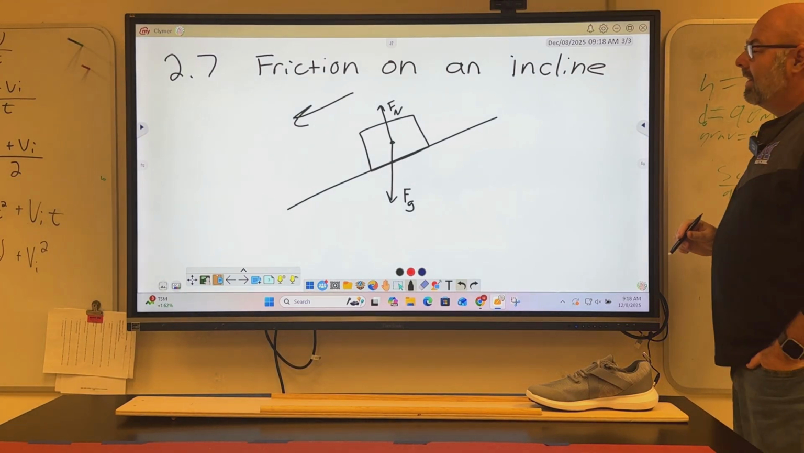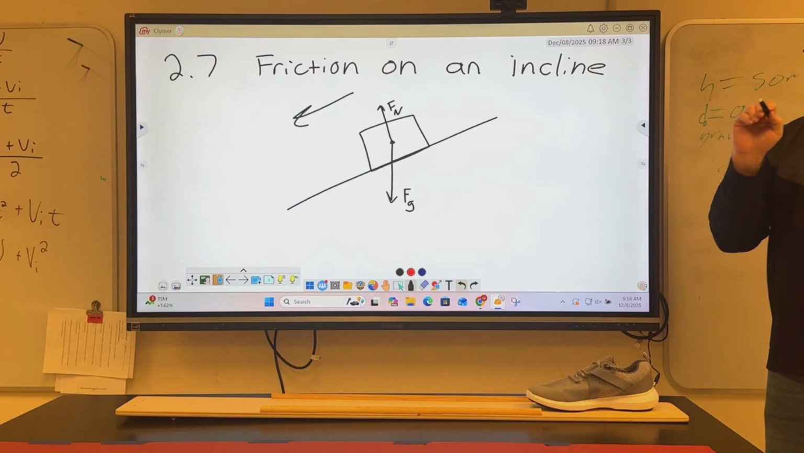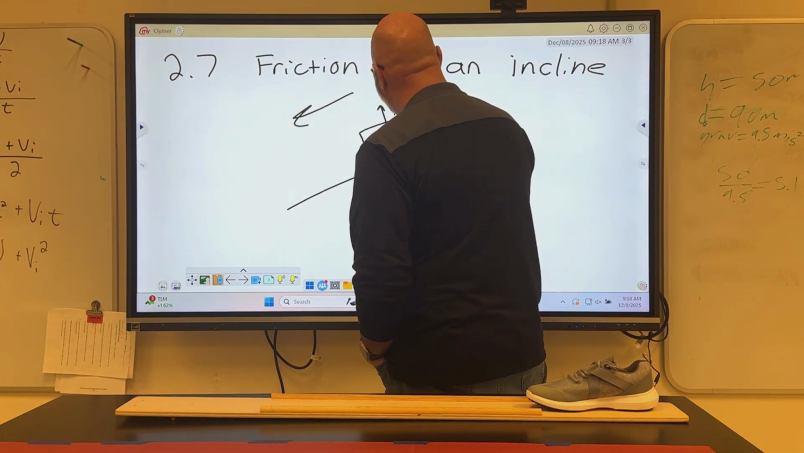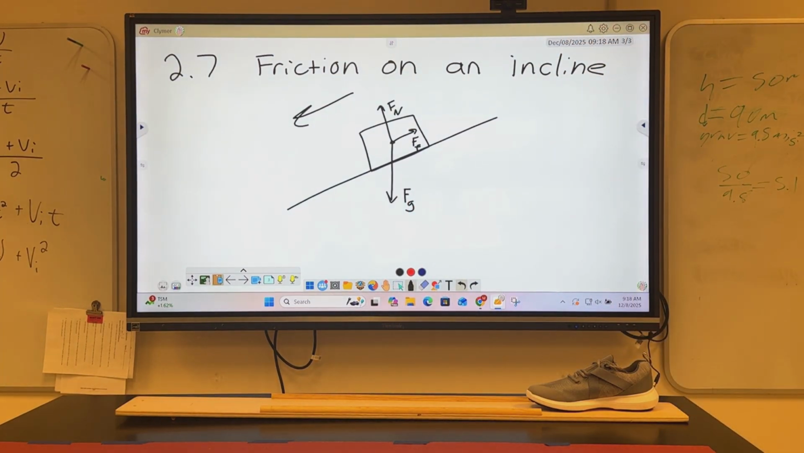You got me. All right, so the motion would go this way. So what direction does that mean the friction will be? The opposite. Force of friction. So we've got some forces on here.